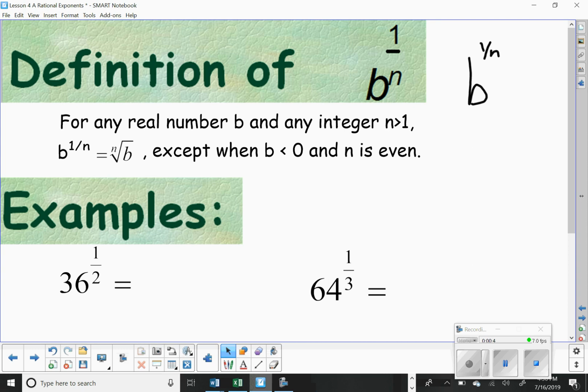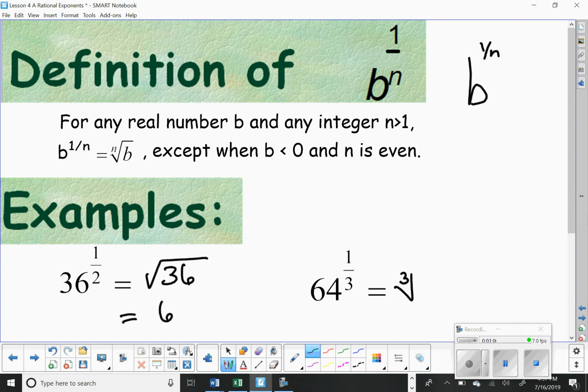Some examples. 36 to the 1/2. That's the square root of 36. Do we usually put a 2 here? No, we don't typically put a 2 there. But understand that it would be there, which in this case just means that this is 6. 64 to the 1/3 is the same thing as the cube root of 64, which we know is 4.